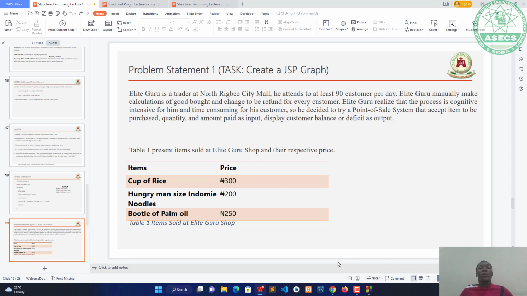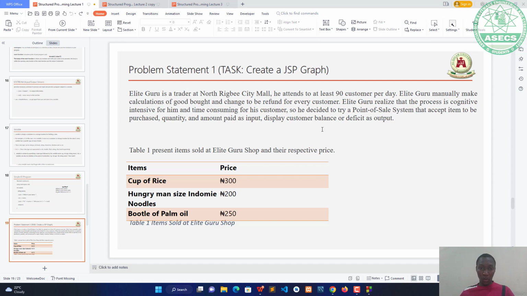Alright, now here we are, a problem. Let's solve it. In this slide here we have some problems that we have to solve. A nan yake cewa problem statement, task: create a JSP graph. Abin da ake so da wannan problem shine kawai ana so mu create JSP graph ne. Yake cewa Elliot Guru is a trader at North Rigby City Mall. He attends to at least 90 customers per day. Elliot Guru manually makes calculations of goods bought and change to be refunded for every customer.